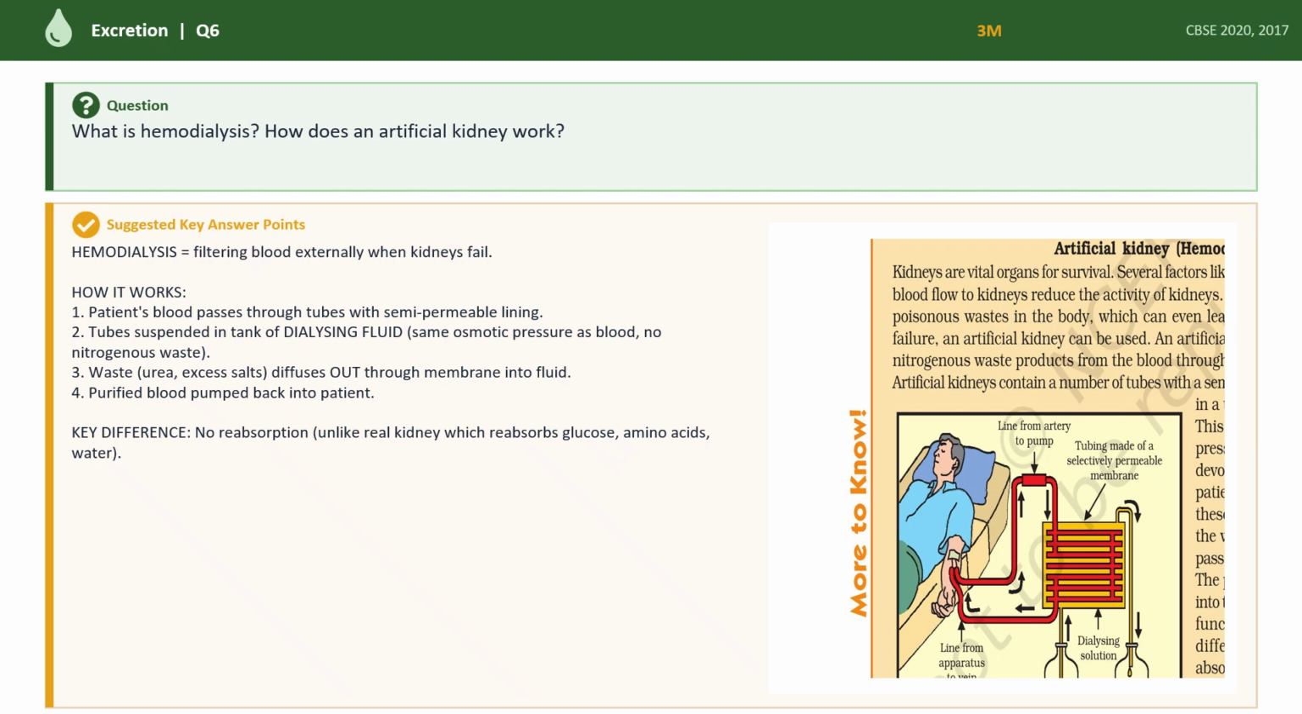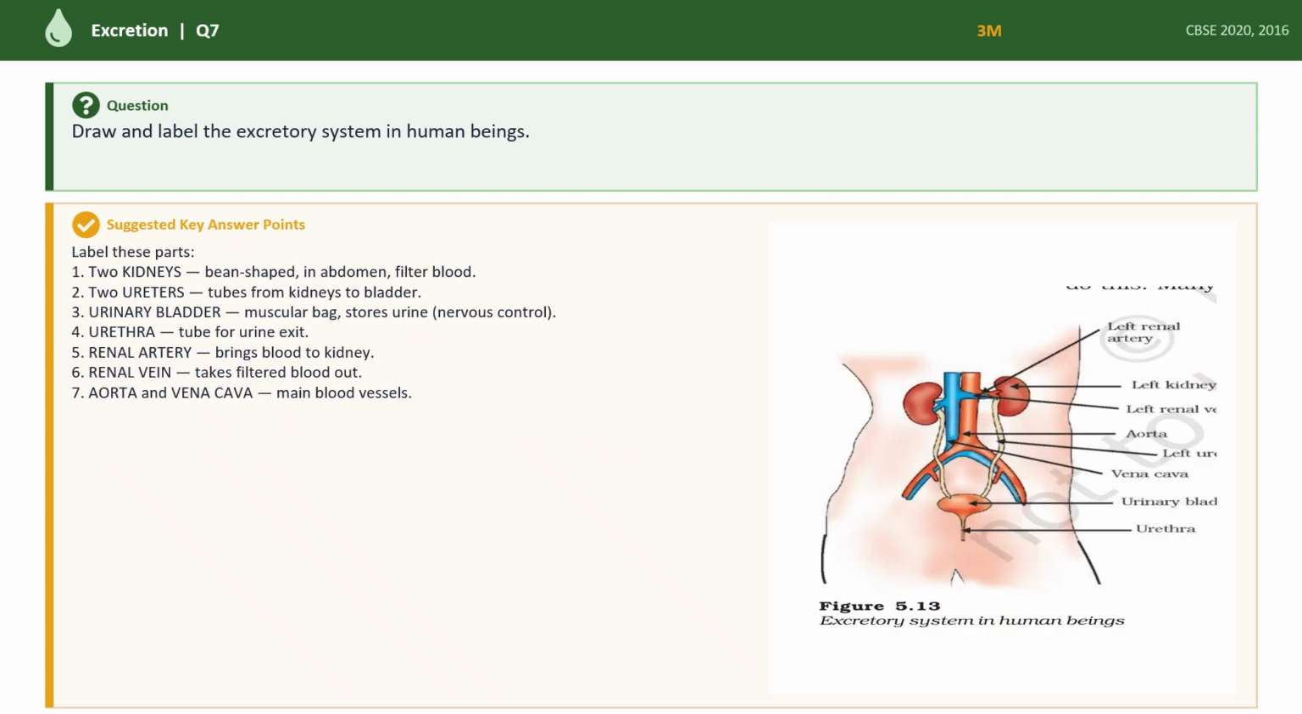Okay, here the main thing is, generally when we talk about the kidney, reabsorption takes place, children. But in hemodialysis, it is not a real kidney, right? So no reabsorption takes place. That is a very important point. Yeah, no reabsorption.